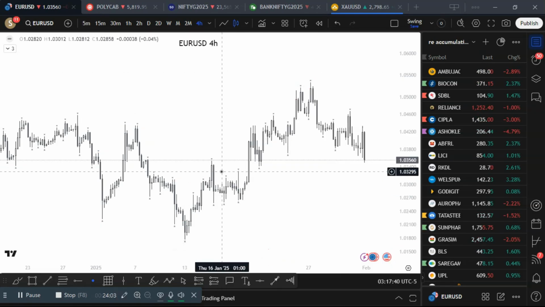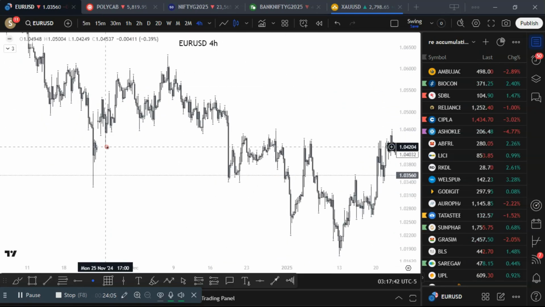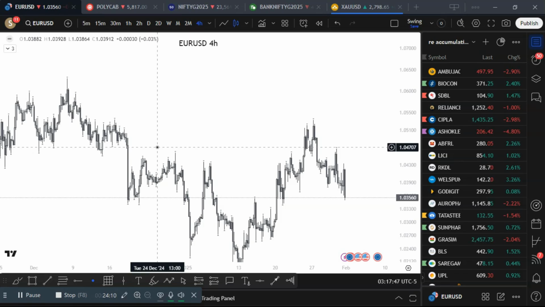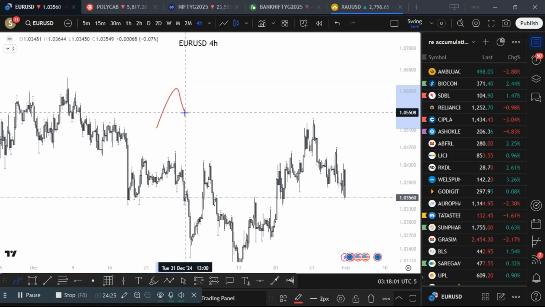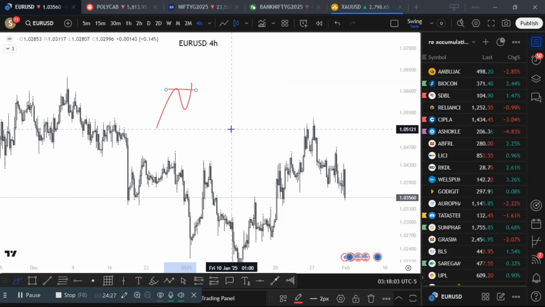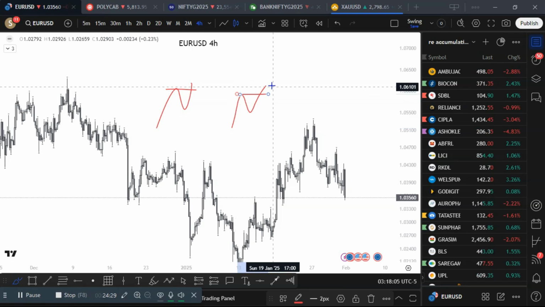So I hope you got clarity about market structure. So let's summarize the video. You will not trade breakouts. Once price grabs external liquidity, you will wait for internal liquidity swept. Once price swept internal liquidity, let me show you. So you will not trade these direct breakouts, you will wait for liquidity swept.